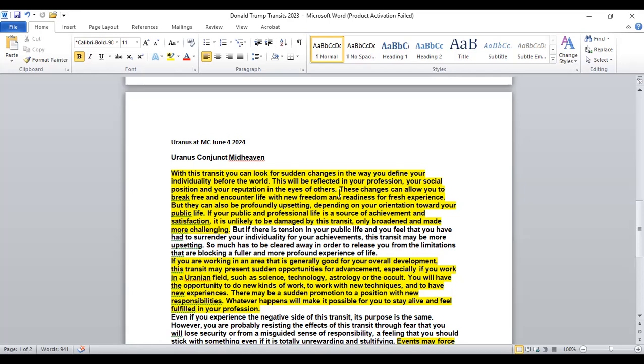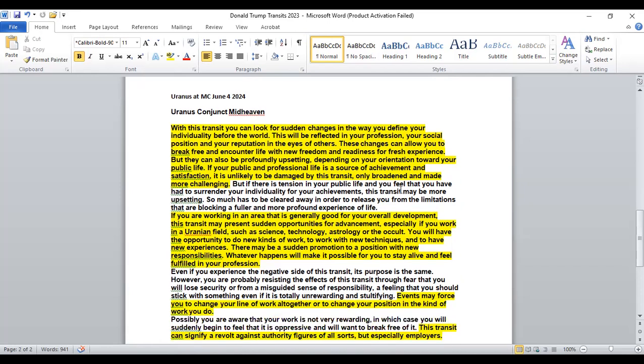These changes can allow you to break free and encounter new freedom, readiness for fresh ways, but they can also be profoundly upsetting depending on your orientation toward the public life. If your public and professional life is a source of achievement and satisfaction, it is unlikely to be damaged by this transit, only broadened and made more challenging. And then more of these indictments and more of the stuff is getting him to be more popular.